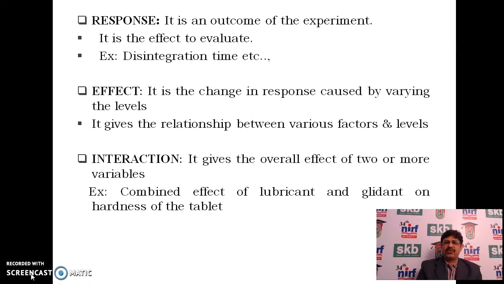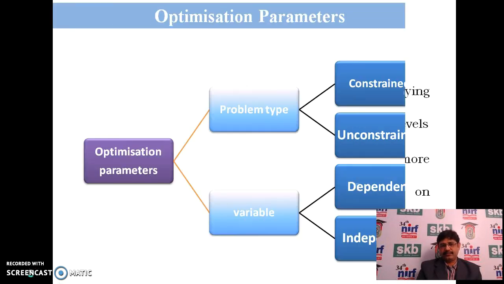Another is response. It is basically an outcome of the experiment. It may be like hardness, disintegration time, release rate, etc. Effect is the change in response caused by varying the level. It basically gives the relationship between the various factors and various levels. And last is interaction, which is a very important part. It gives the overall effect of two or more variables, that is, what is the combined effect of lubricant and glidant on the hardness of the tablet.